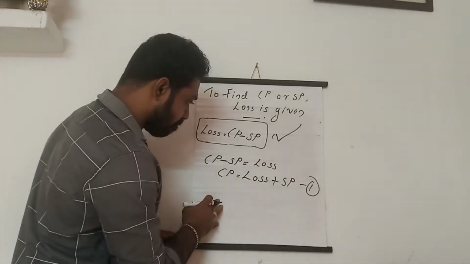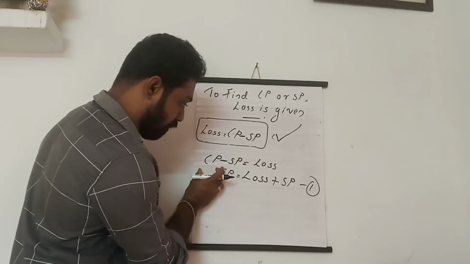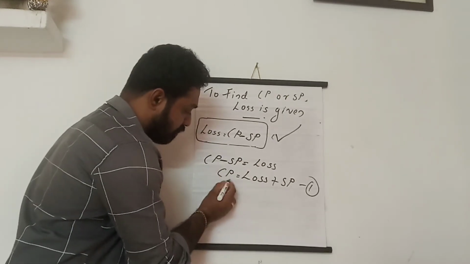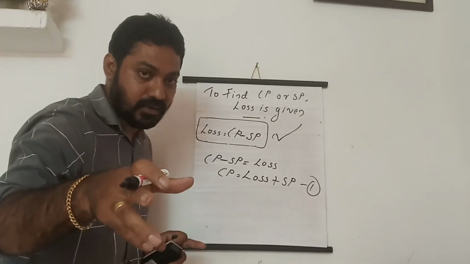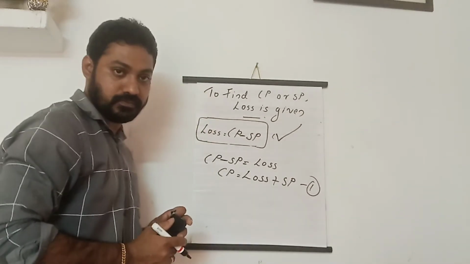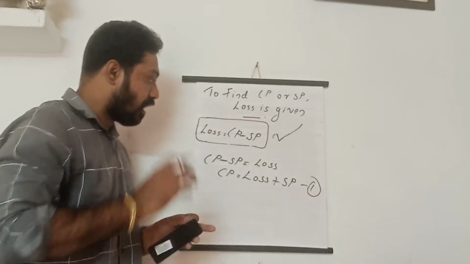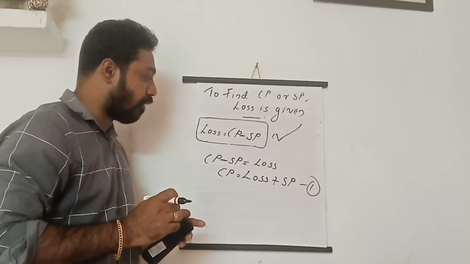Now the same equation, CP minus SP is loss. So we got the equation for CP. Then I need to get the equation for SP also. Okay, how can we get the equation for SP? What do we have to do?